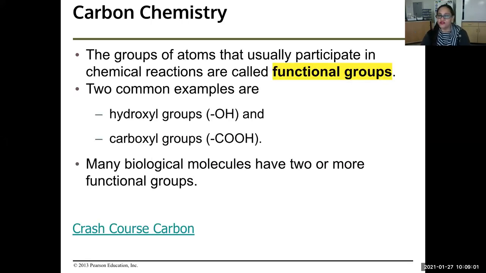The groups of atoms that usually participate in chemical reactions are called functional groups. Two common examples are hydroxyl groups and carboxyl groups. That's what we looked at a couple slides ago. And many biological molecules have two or more functional groups.